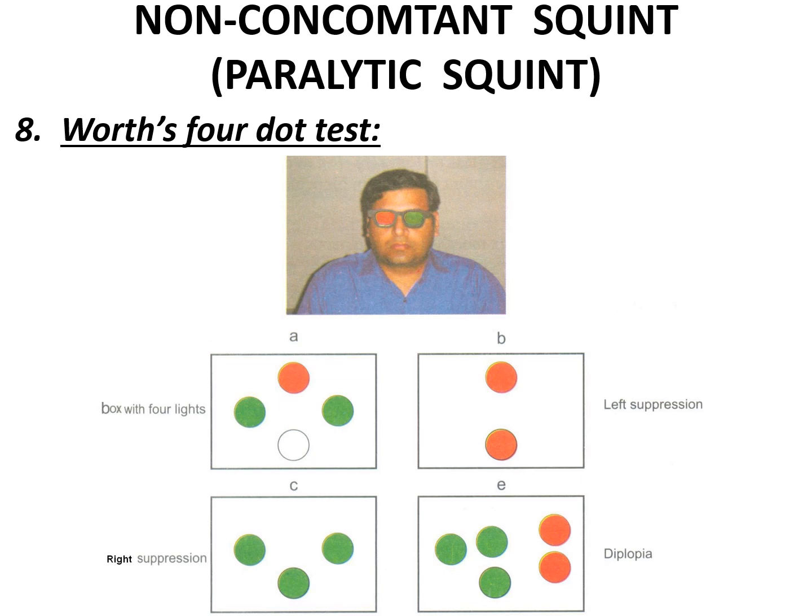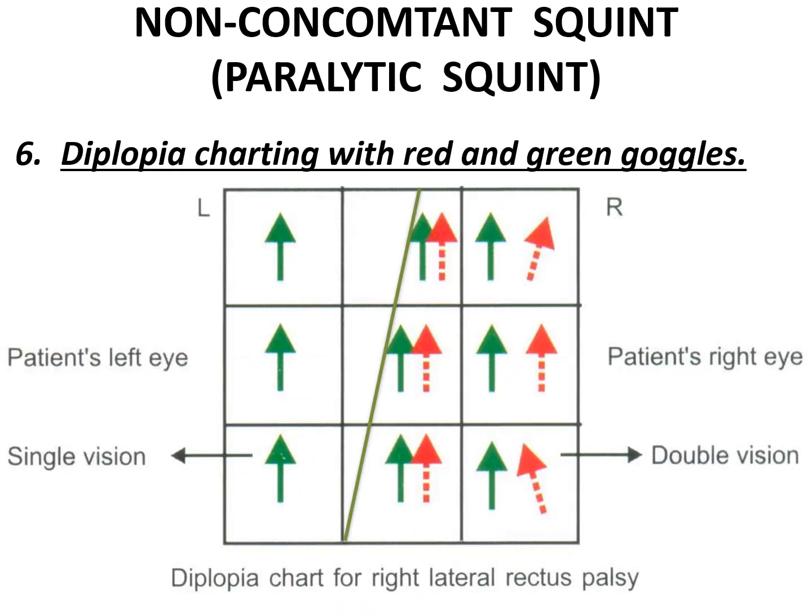But if he sees only 2 red circles, it means the left eye is in suppression. If he sees 3 green dots, it means the right eye is in suppression. If he sees 3 greens and 2 red circles, it means he is having diplopia. This is the diplopia charting with red and green goggles.